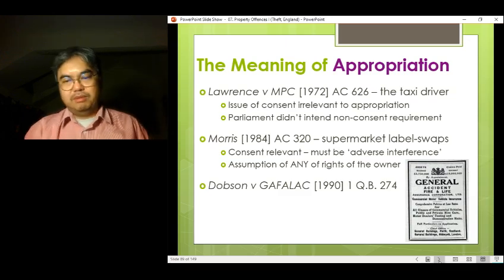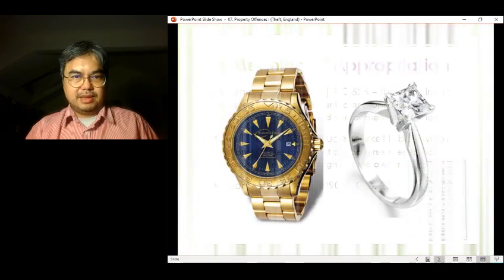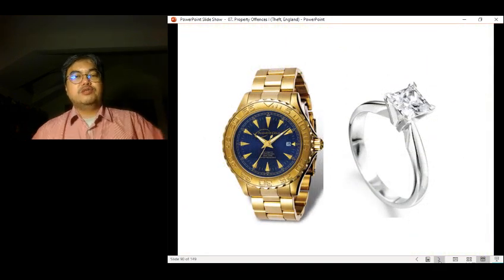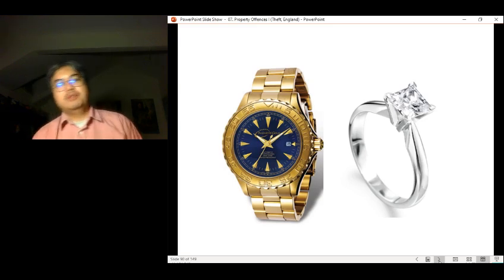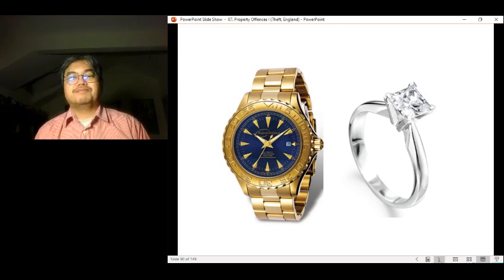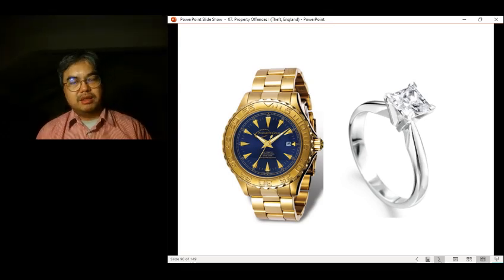Now, what are the facts of the case, right? In this case, it is regarding a gold watch and a diamond ring. So what happened here is that the victim bought property insurance for his watch and diamond ring, and he insured it against theft. Which means that if the ring and the watch, among other things, were stolen, then the insurance will cover it and pay him back.